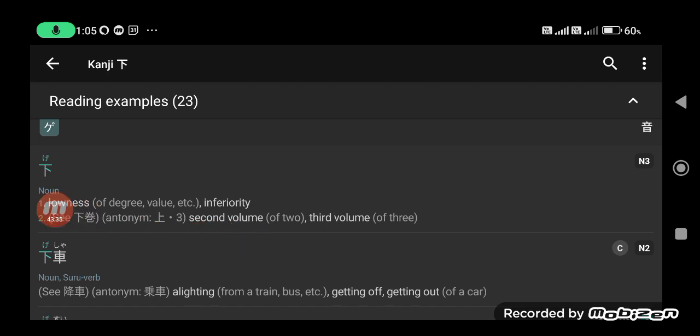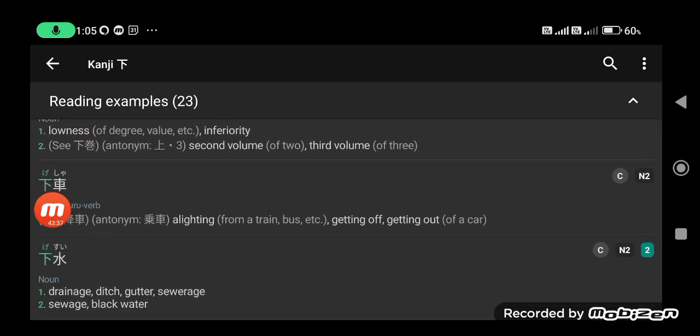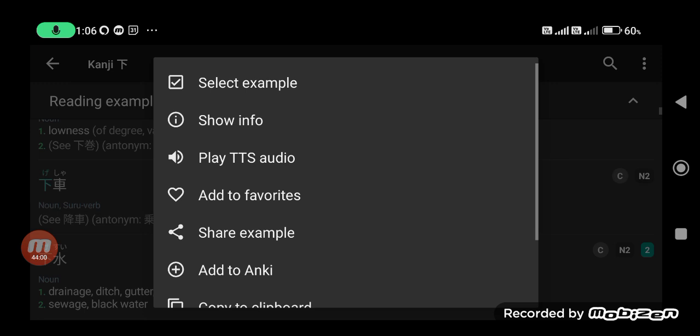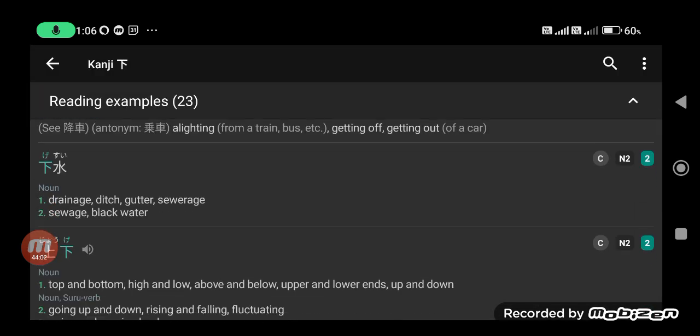Okay, second volume, third volume. Gesha suru, say after you ride a train or bus, you want to alight from the vehicle. So that's gesha or gesha suru. Getting off the vehicle, getting out of a car or vehicle. That is gesha or gesha suru. Gesui: drainage, ditch, gutter. Gesui.